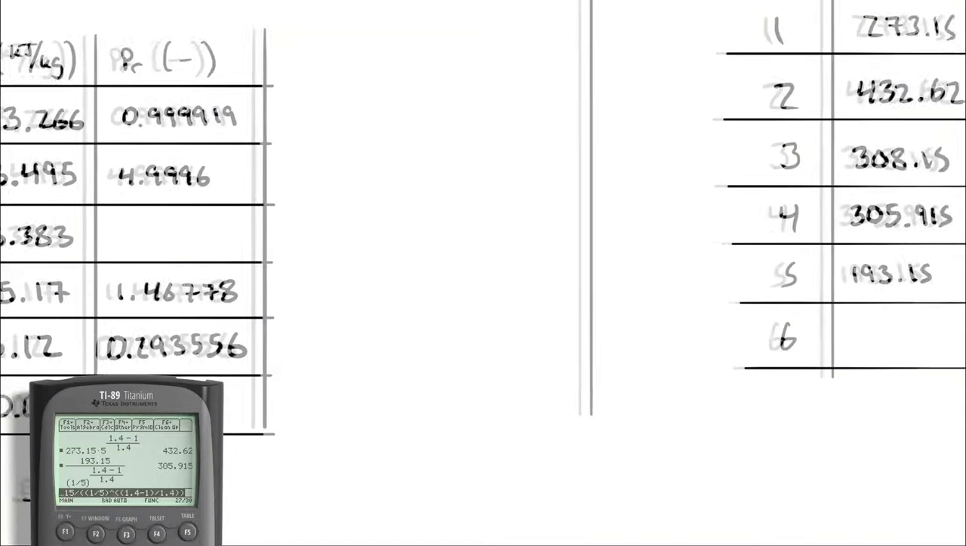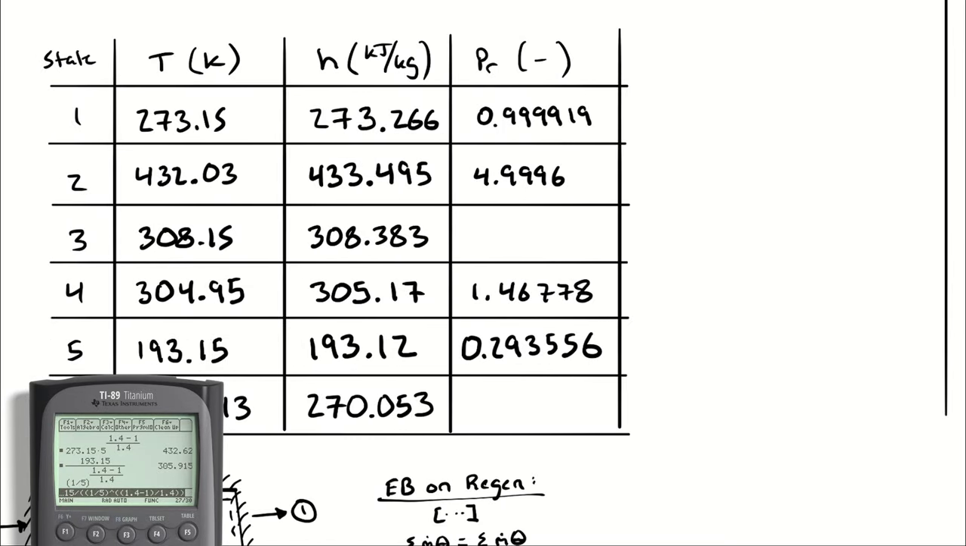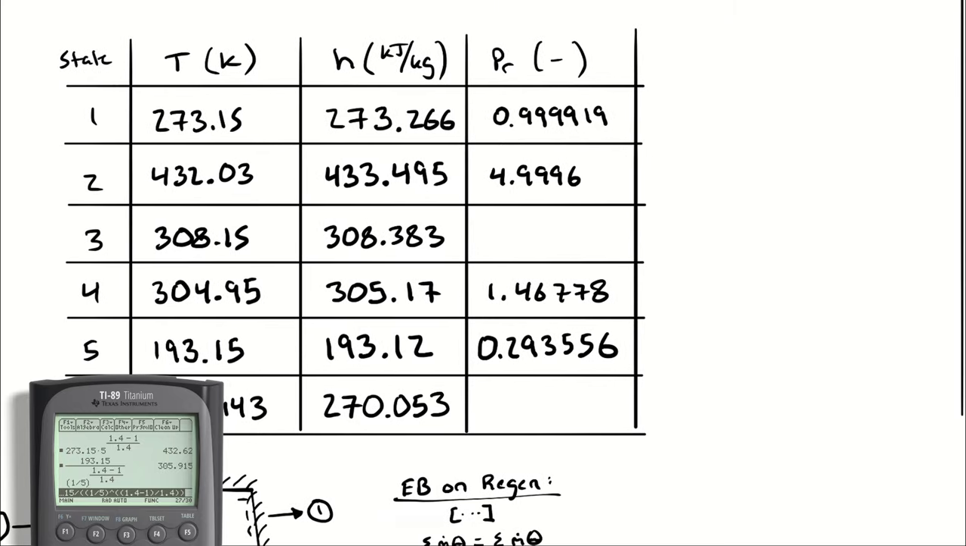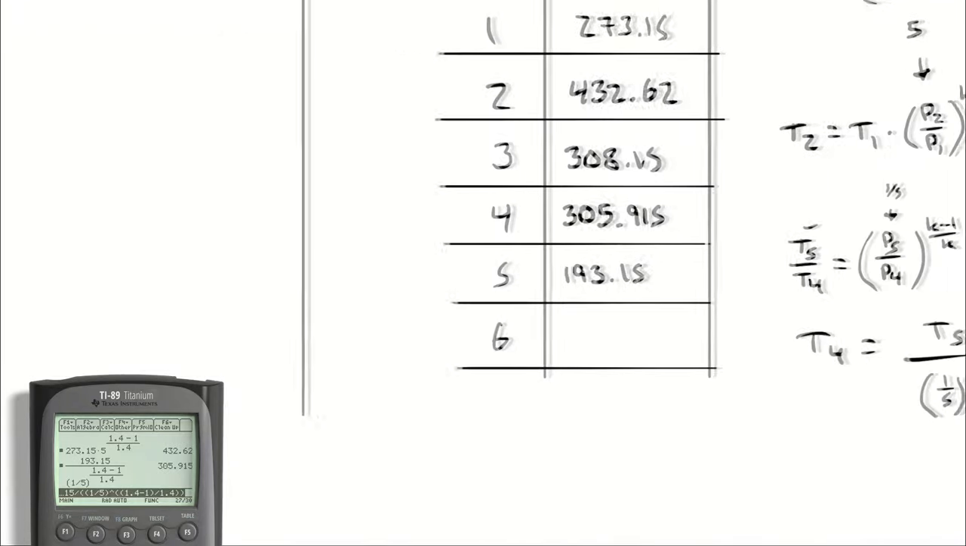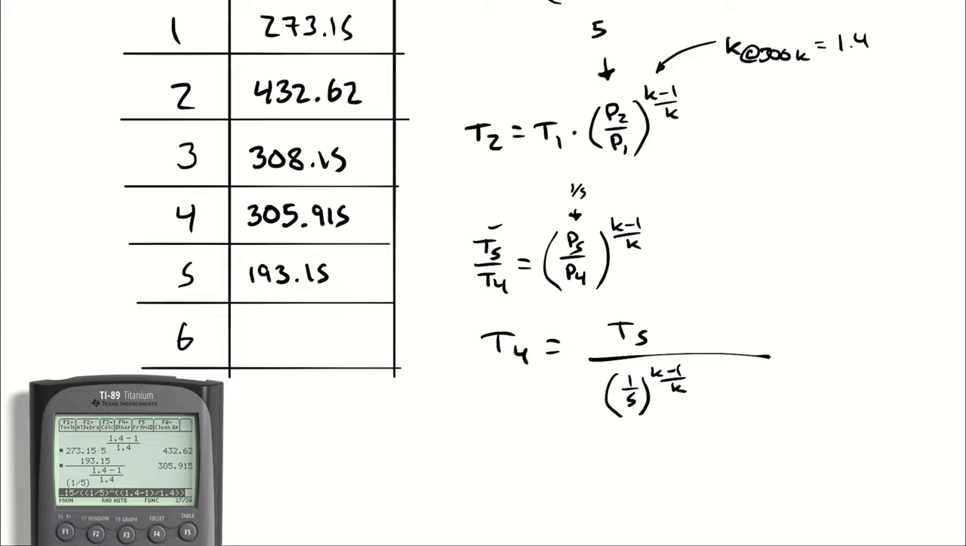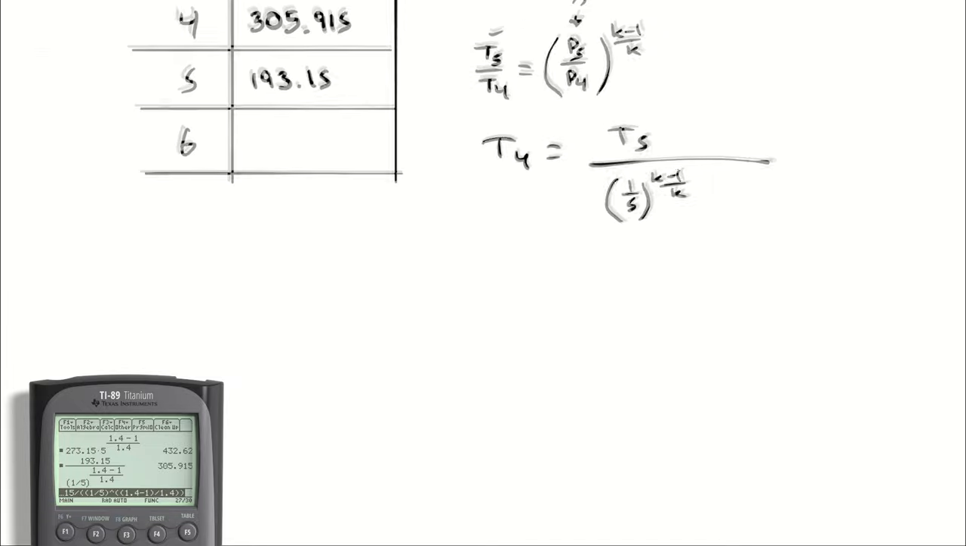Let's compare that to without the assumption of constant specific heats. And interesting, when we assume constant specific heats, we have a slightly higher temperature. Whatever the case, though, we have enough information to be able to calculate state 6.